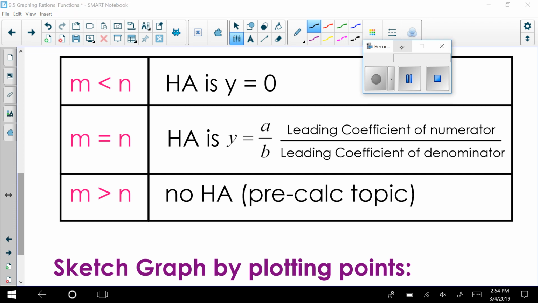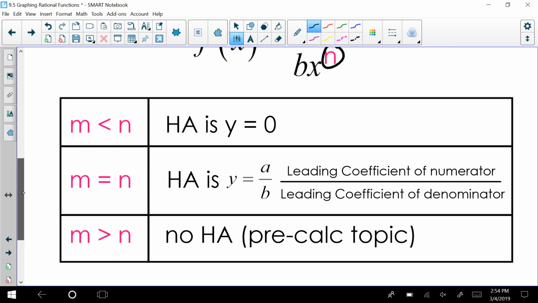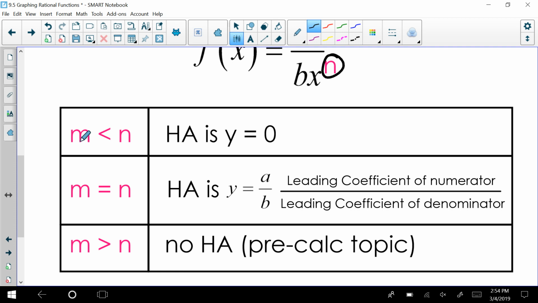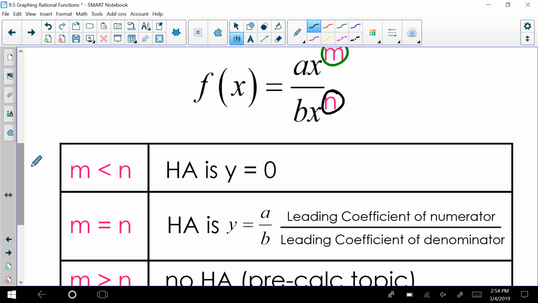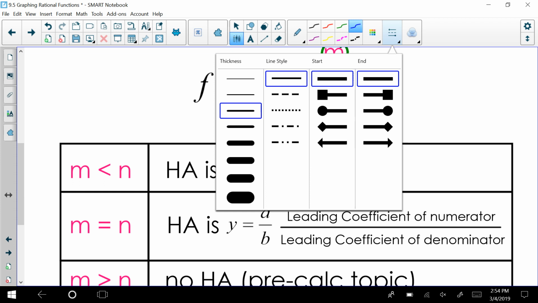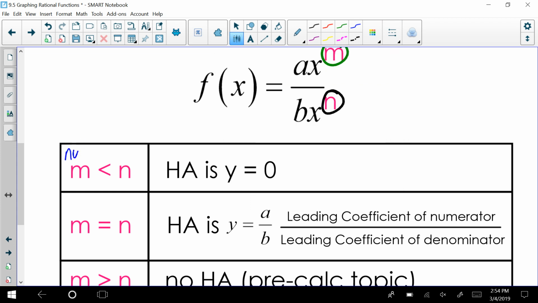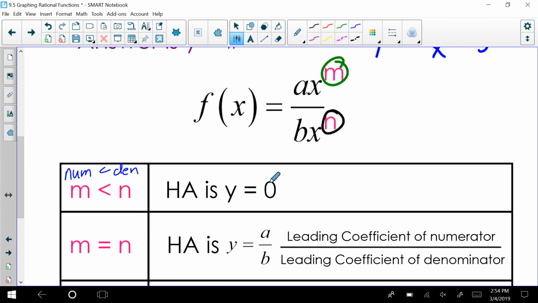All right, we got this table, which states a couple different things now. Let's actually try to get it inside there, so I'm going to need probably a thinner marker. So here, if the numerator degree is less than the denominator degree, then I'm going to have y equals 0. Okay, I'm going to have that case.